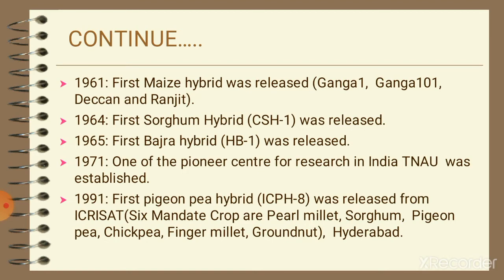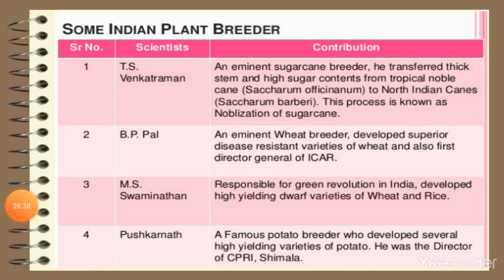In 1971, one of the pioneer centers for research in India, TNAU, was established. In 1991, the first pigeon pea hybrid, ICPH8, was released from ICRISAT. ICRISAT is currently working on 6 crops, that is pearl millet, sorghum, pigeon pea, chickpea, finger millet and groundnut, and it is located at Hyderabad. Now we are going to see the important contributions of some Indian plant breeders.